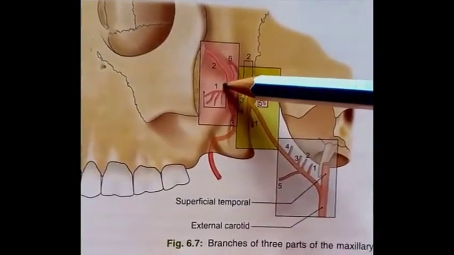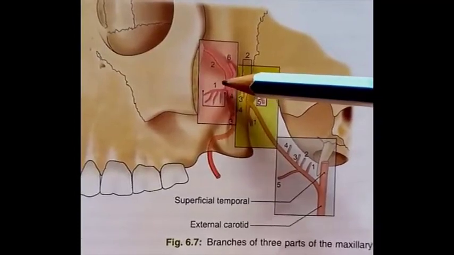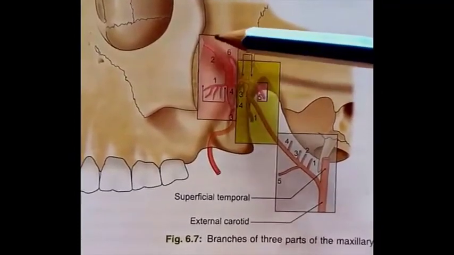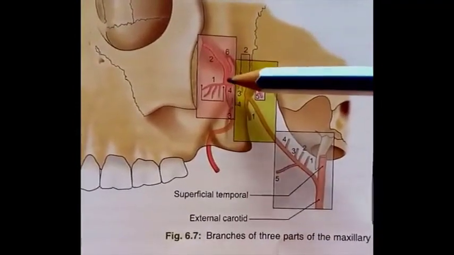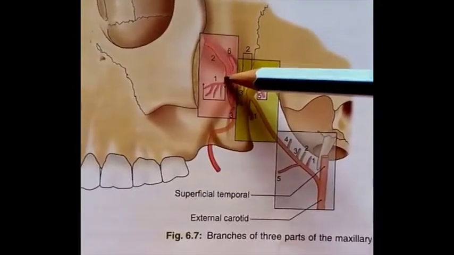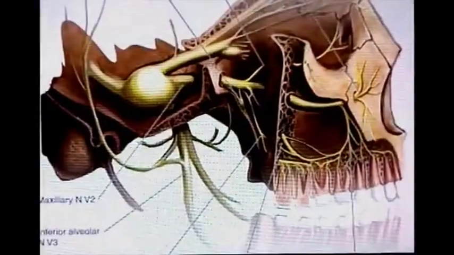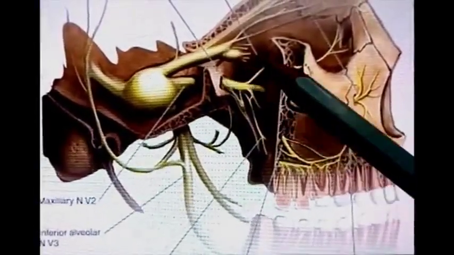So first content is the maxillary artery and its branches. So third part of maxillary artery lies within the pterygopalatine fossa, and it gives 6 branches within the fossa which supply various structures. This diagram shows the pterygopalatine fossa.